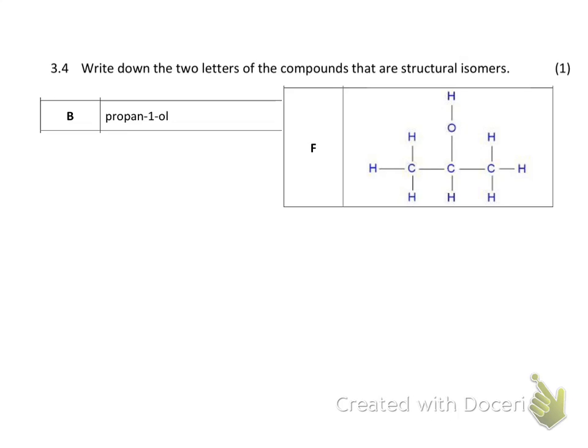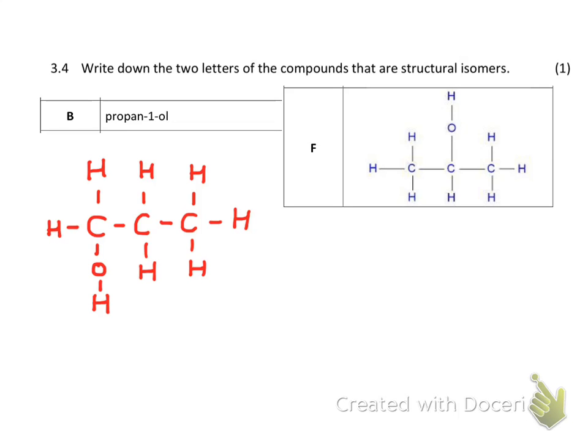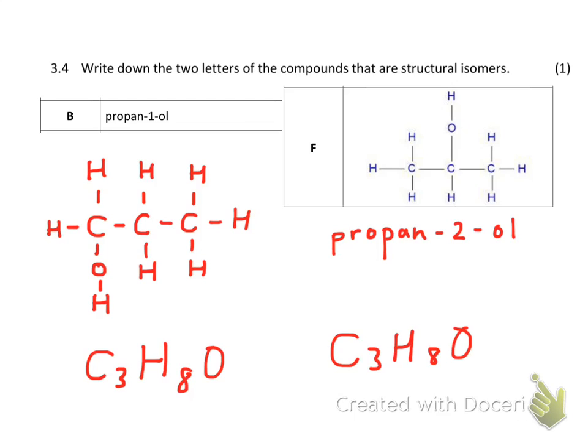Let me explain why. B is propane 1-ol and F is propane 2-ol, so they're classic structural isomers. Just to check, there's the full displayed structural formula for propane 1-ol, and its empirical formula is C3H8O, and F is propane 2-ol, and its empirical formula is also C3H8O. So if you remember, the definition of an isomer is that 2 compounds that have the same empirical formulas but different structural formulas and hence different names, which is true for B and F.